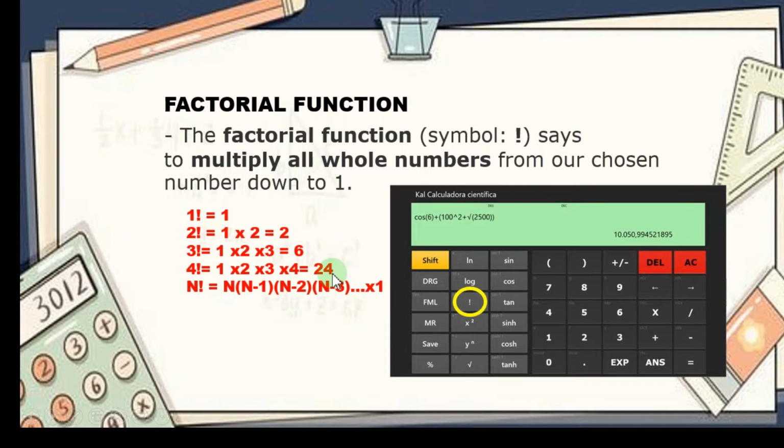We have the special case here. Meron po tayong 0 factorial, yan ay equal to 1.